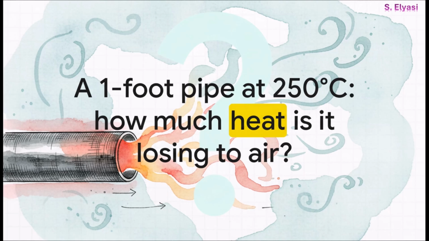Okay, here's the setup, a classic problem right out of the textbook. Imagine you've got a really hot pipe just sitting in a cool room. There are no fans blowing, no pumps moving the air, nothing. So how much heat is just pouring off of it? By the end of this explainer, you'll know exactly how to figure that out.